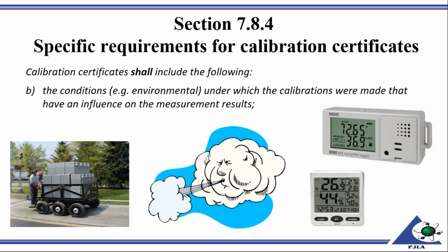Okay. Section B, again, I'm just including it at the top here. The calibration certificates shall include the following. Section B is the conditions, e.g. environmental, under which the calibrations were made that have an influence on the measurement results. Almost universally, this is going to be temperature and humidity, or relative humidity, temp or RH.